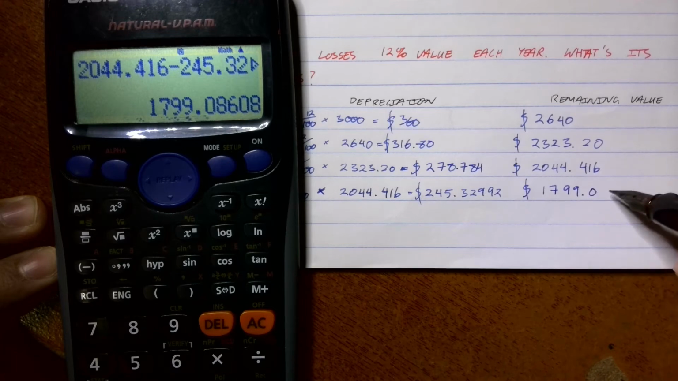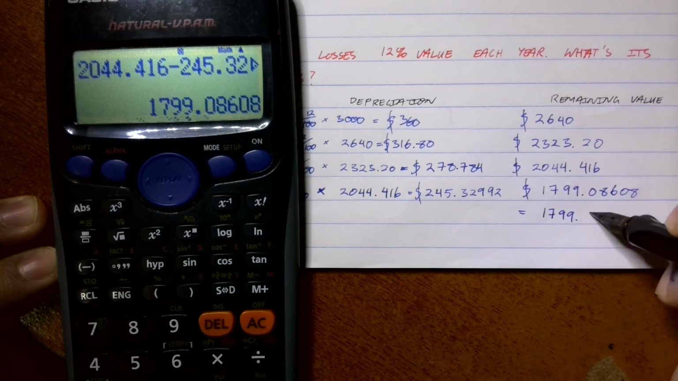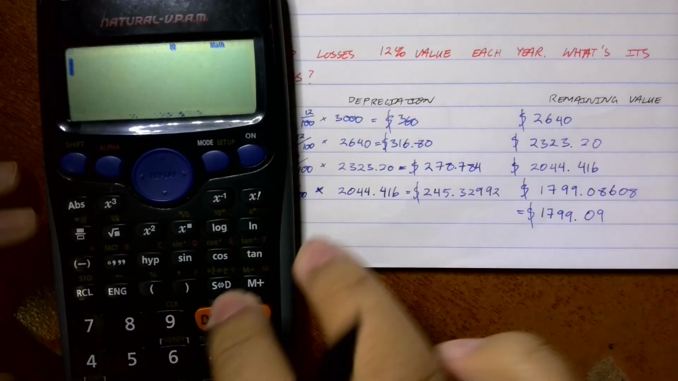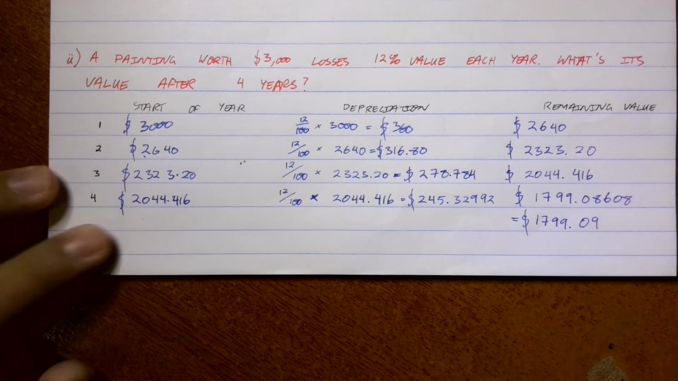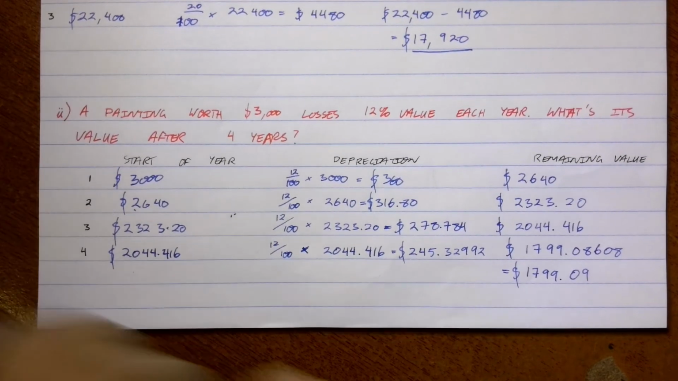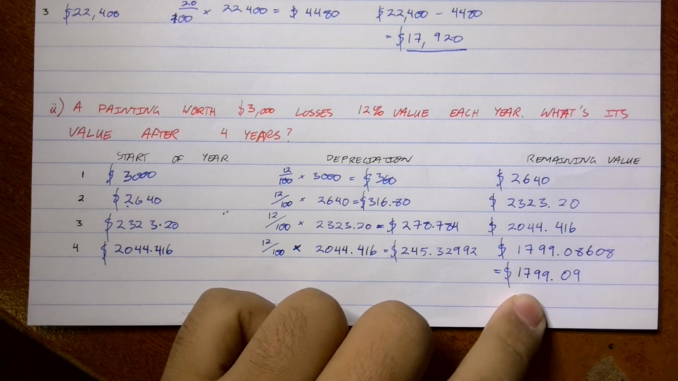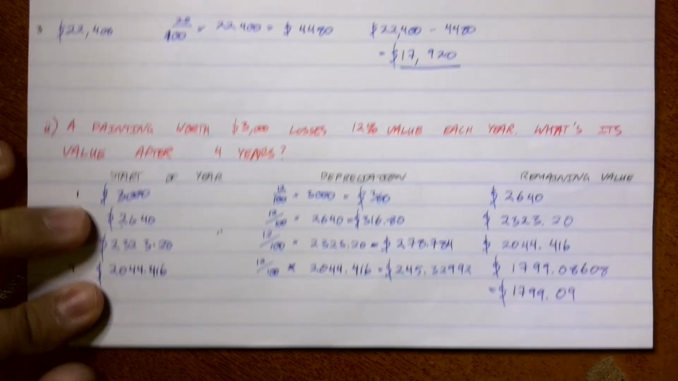1,799.08, or we can approximate this to $1,799.09. So after 4 years, it's currently worth $1,799.09.